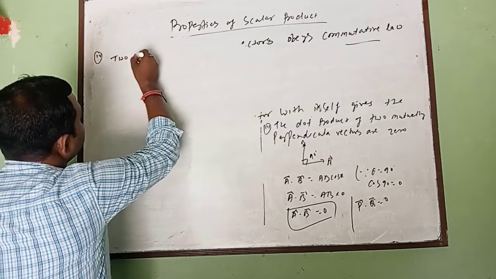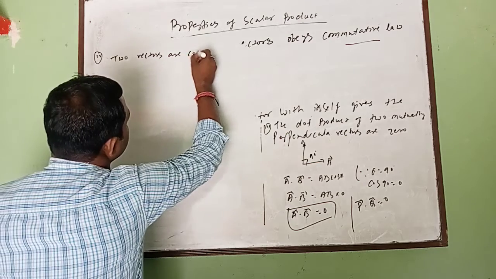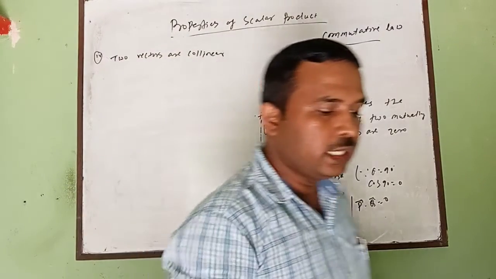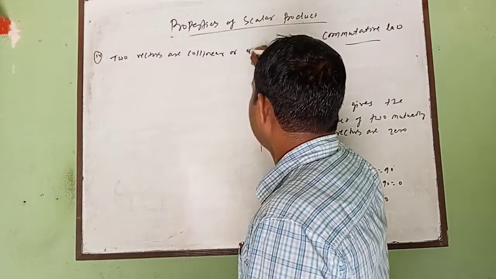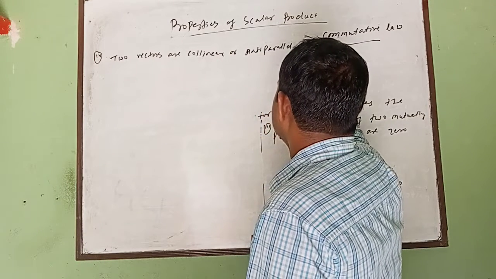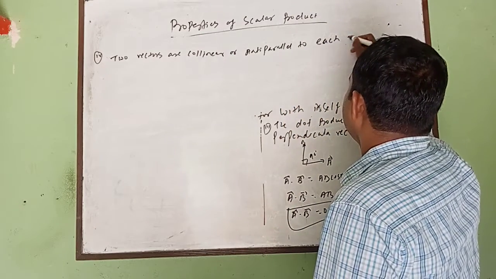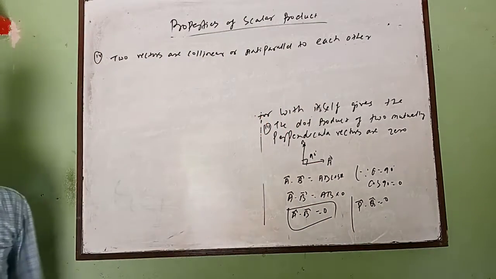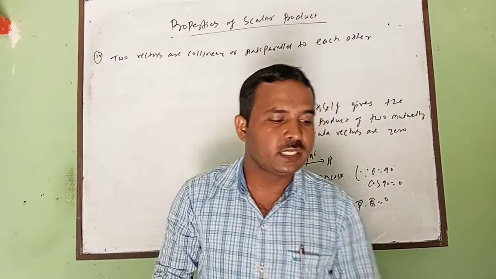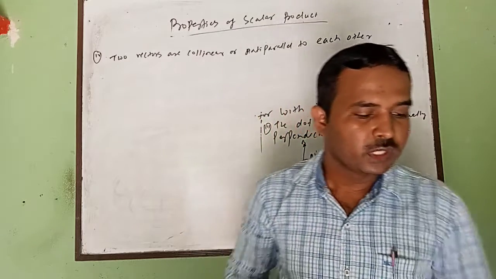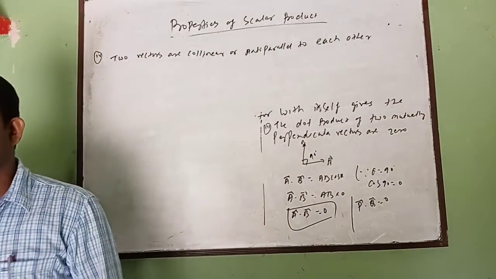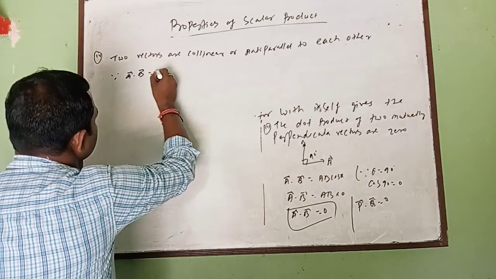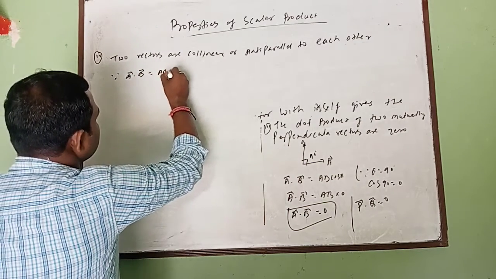Two vectors are collinear or anti-parallel to each other. When the two vectors are collinear or anti-parallel to each other, you can say that their dot product is numerically equal to the product of their magnitudes. In that case, what will you write? Since you know that A dot B is equal to AB cos theta.